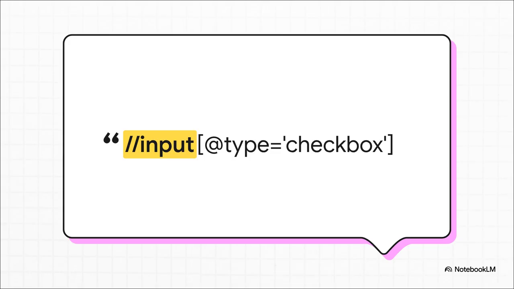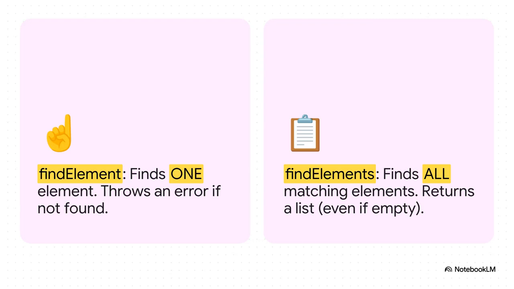This is an XPath selector, and it's basically a command that says, hey, go find every single input tag on this page, but only give me the ones where the type attribute is checkbox. It's an incredibly powerful way to scoop them all up in one go. Now this is super important. To use that XPath, we need a different command. Look closely. Find elements with an S at the end.